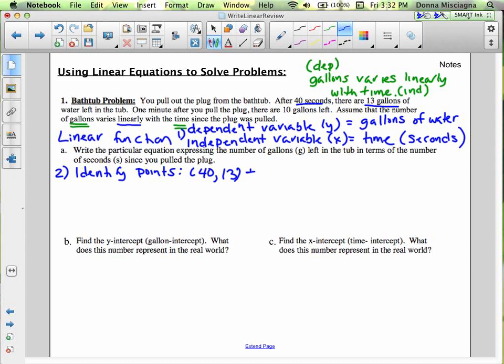And 1 minute after you pull the plug, there are 10 gallons left. Make sure you don't write 1, 10. That 1 isn't representing a second, it's representing a minute. And a minute is 60 seconds. You have to make sure those units match. It's no good to write 1. So 60, 10. All right, now that we have points, let's find the slope.